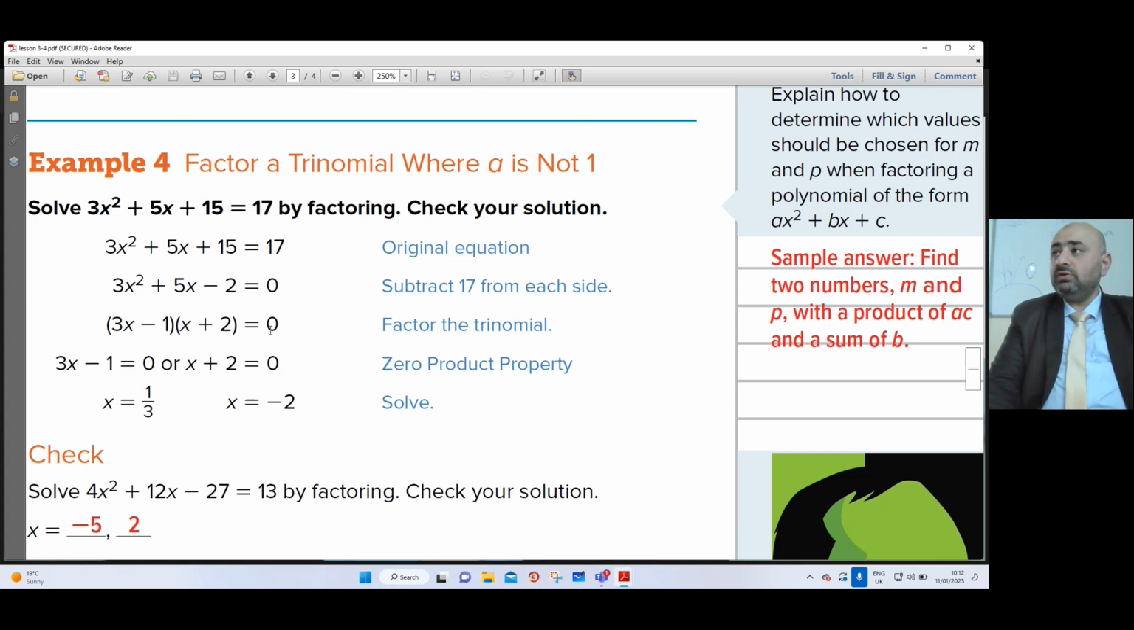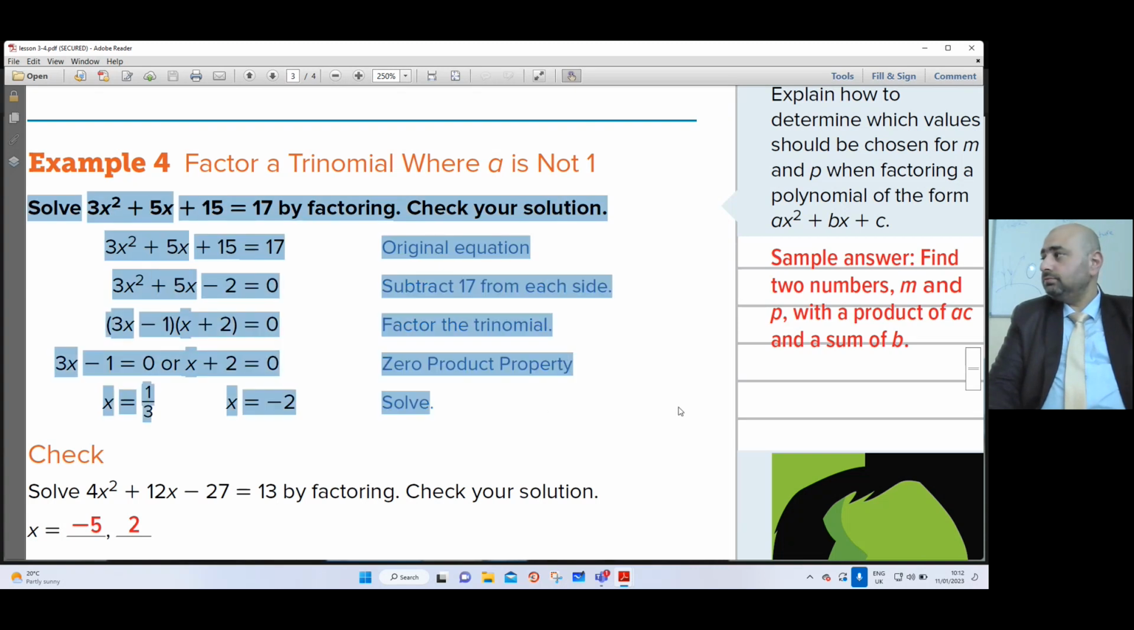Now, the product equals 0 means the first factor equals 0, we have the first equation, and the second factor equals 0, the second equation. Solve the first equation, you will get x equals 1 over 3, and solve the second equation, x equals negative 2. Write this question.